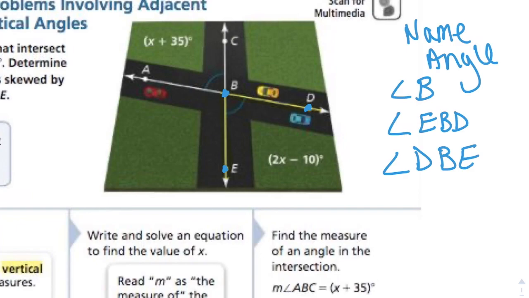Notice though that your vertex is always going to go in the middle. You could not write angle EDB. That is not an angle. Okay? So first, naming angles, you can either name it by the vertex or you can name it with the other points, but just make sure that your vertex is in the middle.